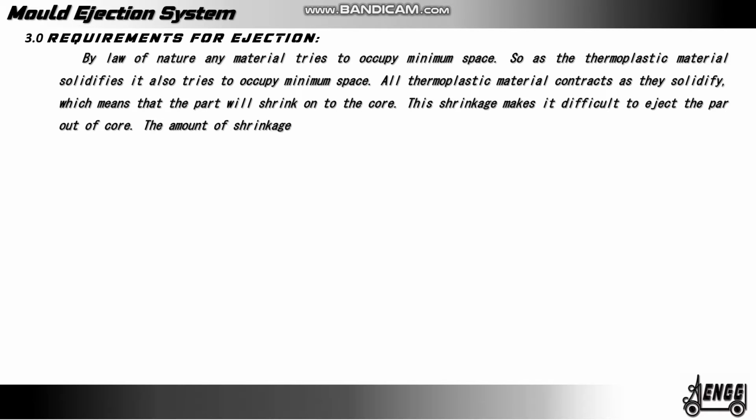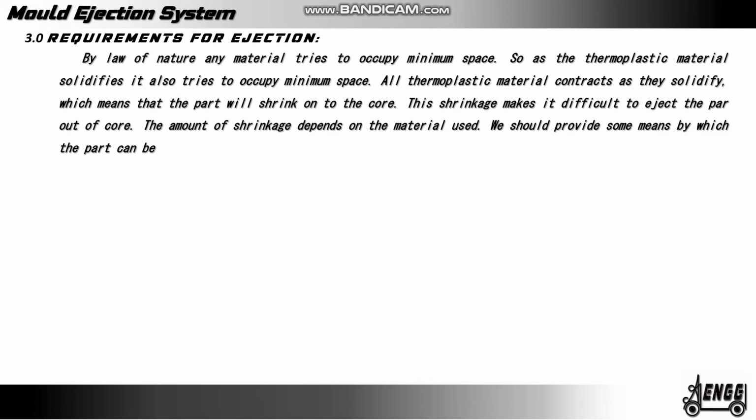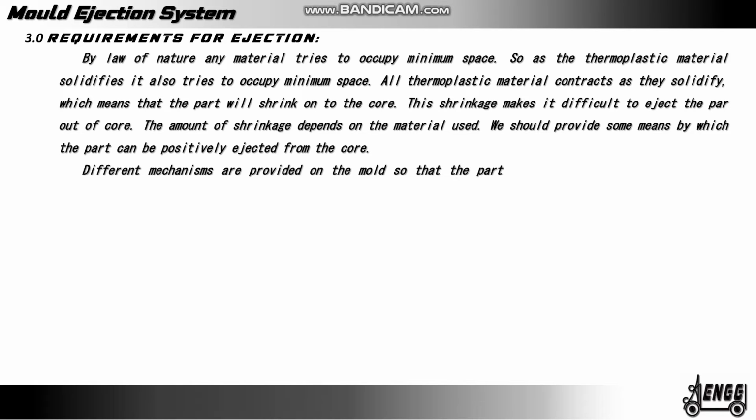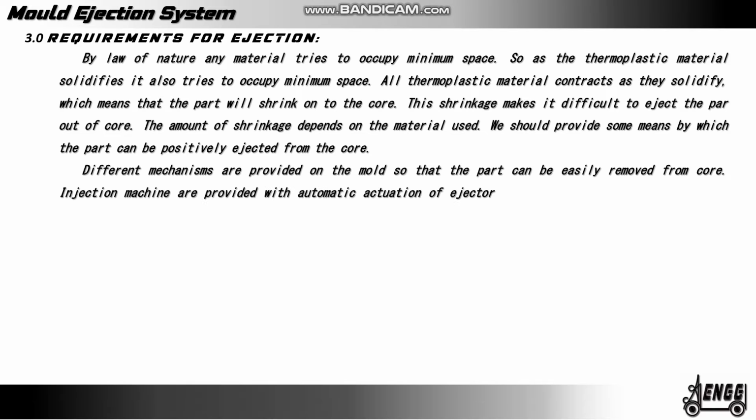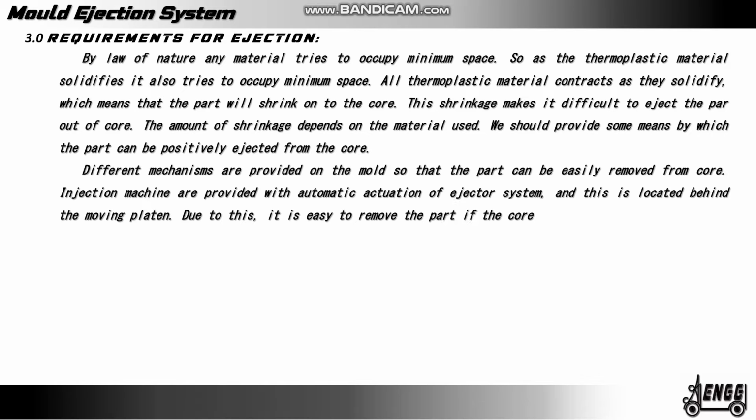The amount of shrinkage depends on the material used. We should provide some means by which the part can be positively ejected from the core. Different mechanisms are provided on the mold so that the part can be easily removed from the core. Injection machines are provided with automatic actuation of the ejector system, and this is located behind the moving platen. Due to this, it is necessary to remove the part if the core half is located on the moving platen.